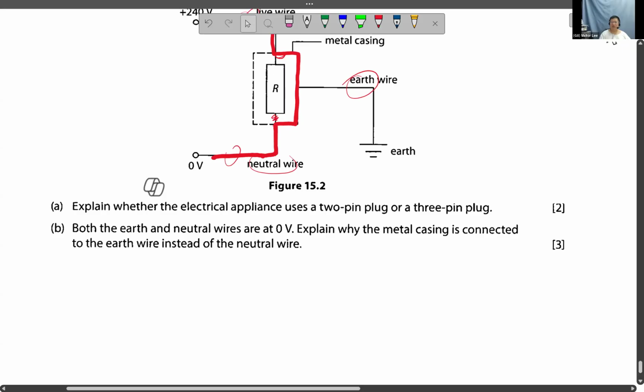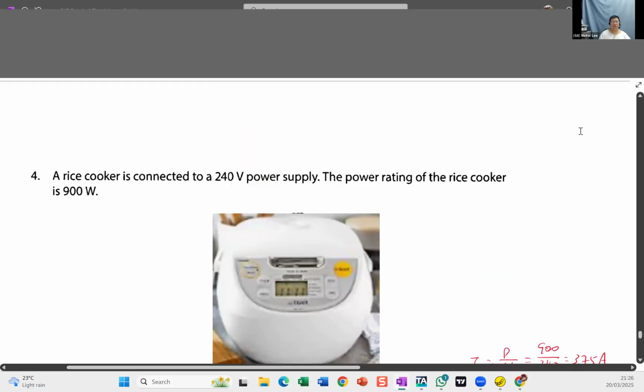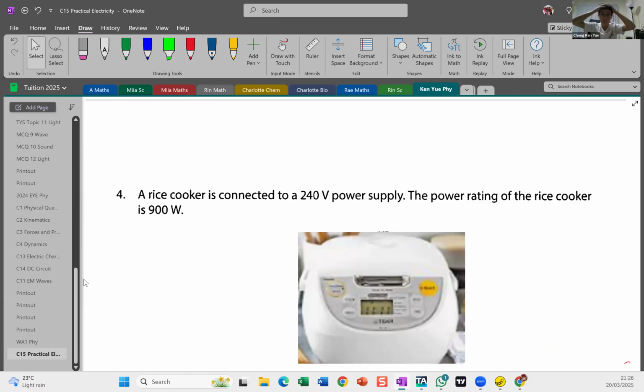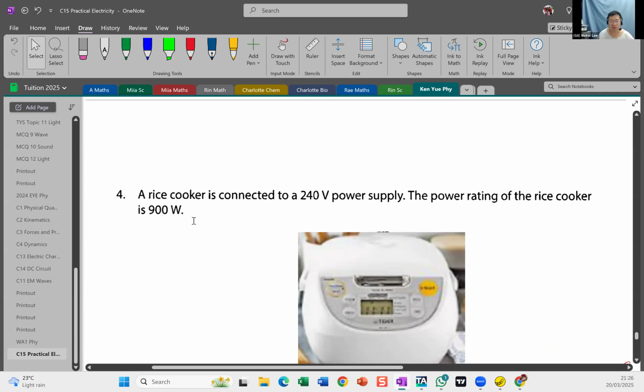We're done. Okay, so I think you can try the MCQ yourself, I mean the MCQ book.